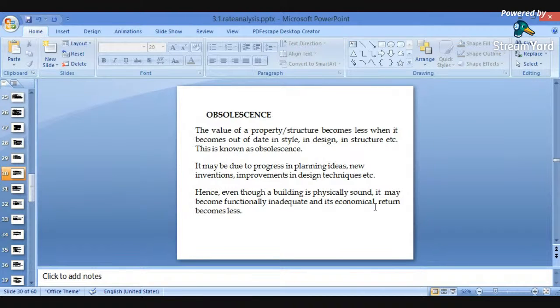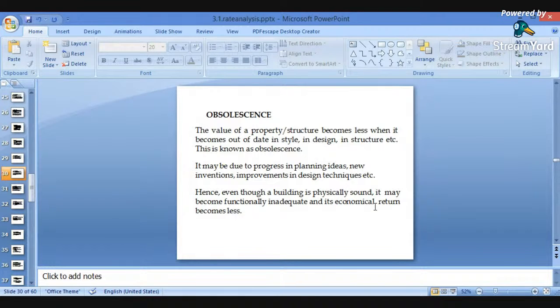In olden days, the construction was made with load bearing structures. But nowadays, all the structures are made in RCC, that is cement, with columns, beams and slabs, that is, frame structures are constructed. So due to these outdated structures, the value of the property will be decreased. Such a condition, or such a loss of value, is nothing but obsolescence.